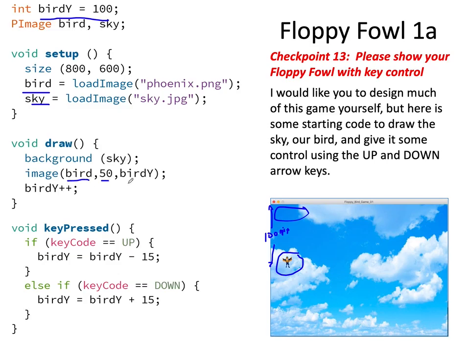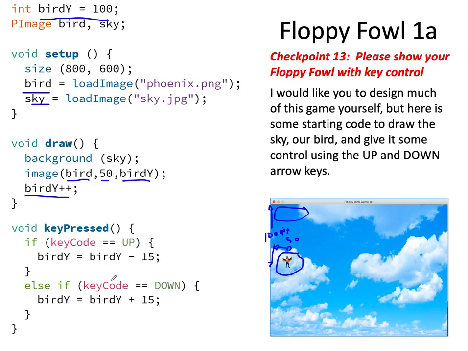I'm going to draw it 50 over from the side here. I'm going to keep that fixed as 50 over because the bird doesn't need to move horizontally. And then draw whatever the bird Y variable contains, initially 100. And then down here, I'm going to increment that variable by 1 each time around the loop. So it's going to add 1 60 times per second. What's that going to do to our bird? The bird is going to start falling.